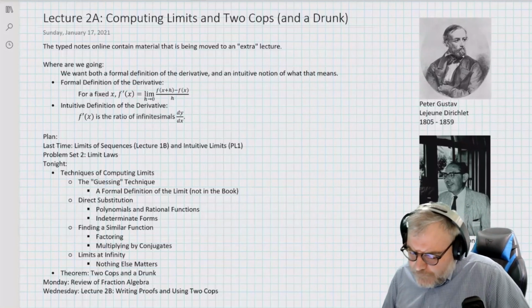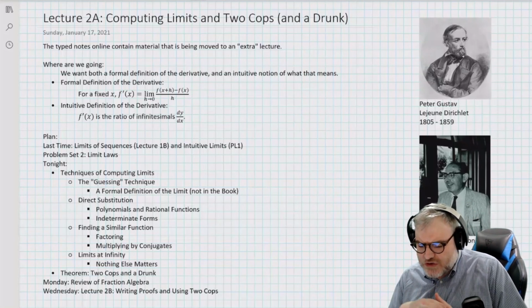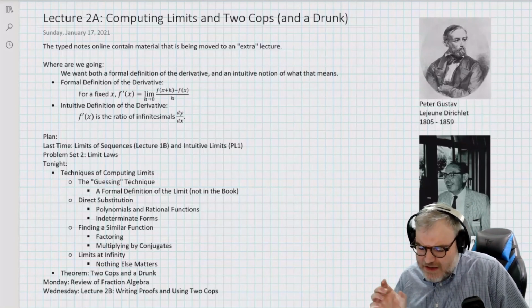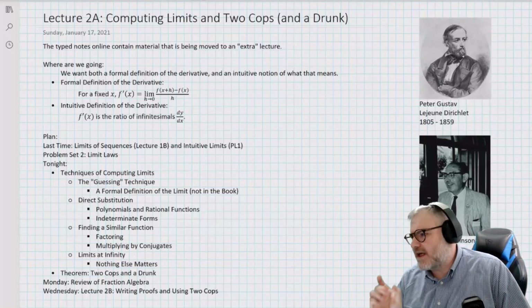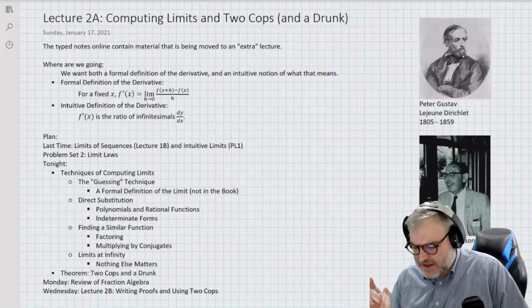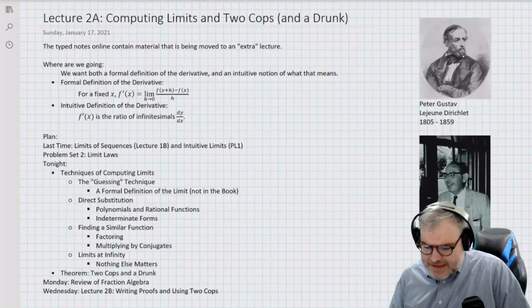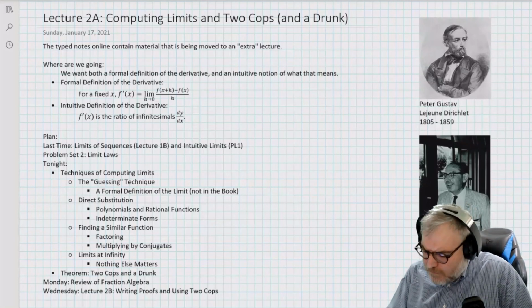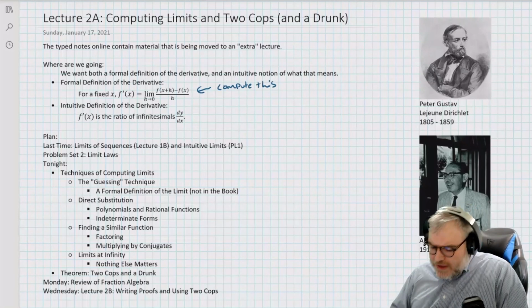And then we also have this intuitive definition of a derivative as kind of a nudge. So in order to talk about derivatives formally, in order to prove things about derivatives, such as the product rule, the sum rule, and all those things, we need to get at this idea of a limit, and we have to be able to compute this. So the ultimate goal is to be able to compute this. Okay? So that's what we're going to be talking about tonight.